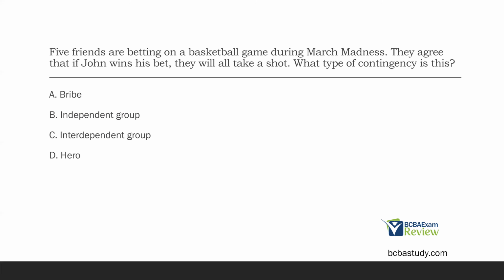And that's what you have to ask yourself, right? Are we reliant on the whole group together? Does the whole group need to engage in the response or complete the contingency? Are we reliant on ourselves? Do only I or you need to complete the contingency? Or are we reliant on a person or a few people in particular? In this case, they're all reliant on what? They're all reliant on John. John wins his bet, they take a shot. John doesn't, they don't take a shot. So what type of contingency is that?